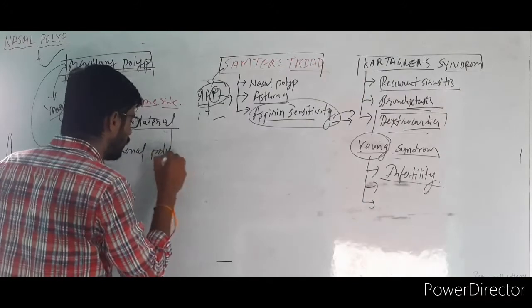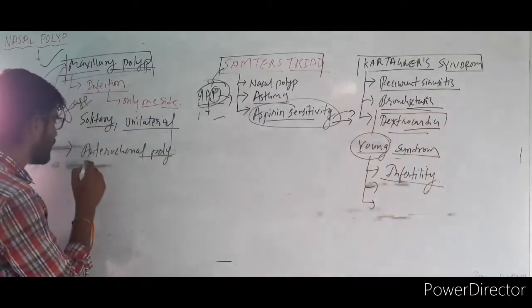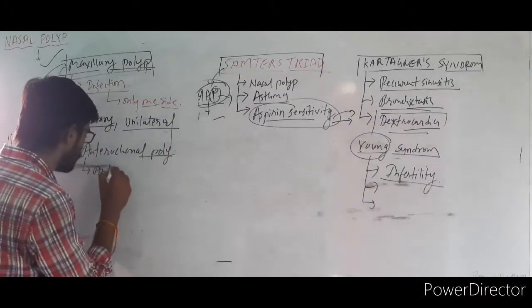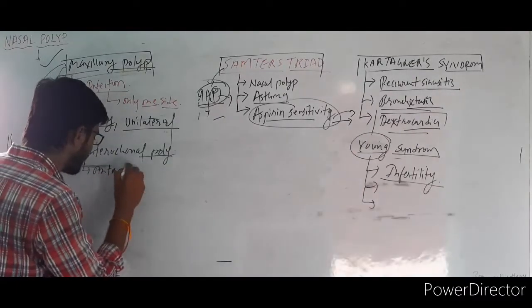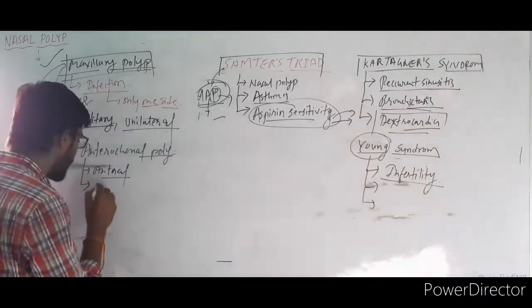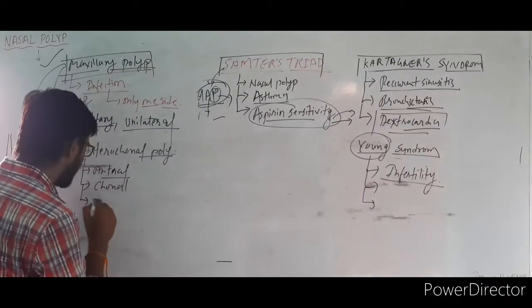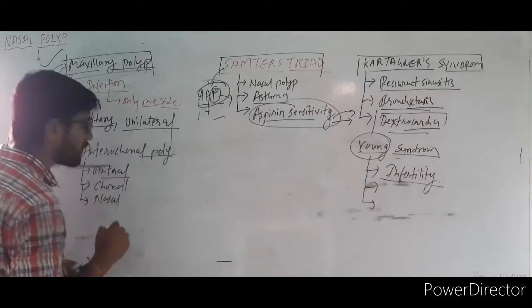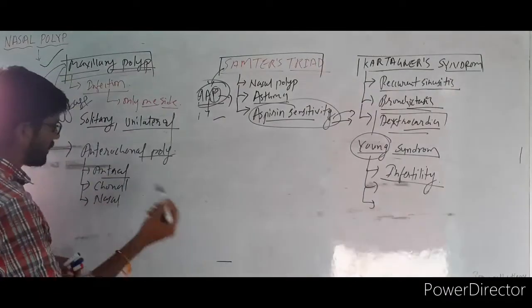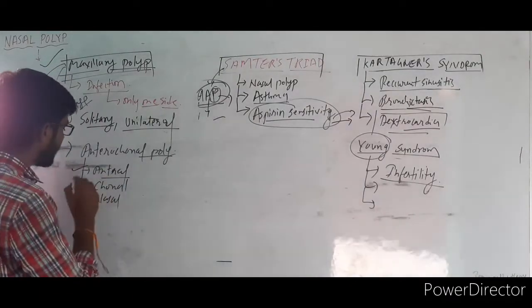Antrochoanal polyp. In the antrochoanal polyp there are three parts. One is the antral part, the second part is the choanal part, and the third part is the nasal part. So the examiner will ask, tell me the three parts: antral, choanal, and nasal.